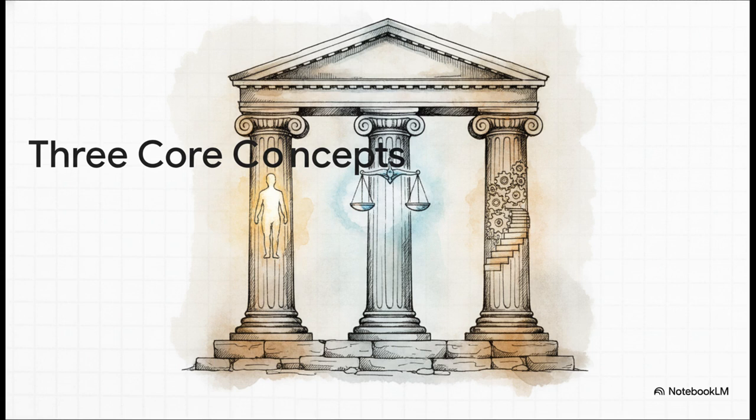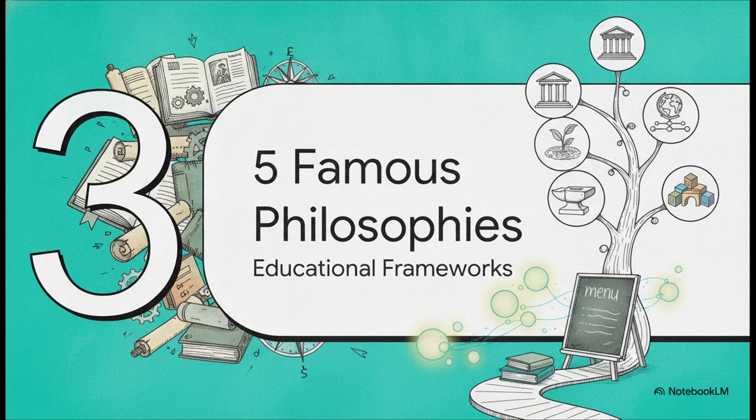First, who is the learner? Second, what is the ultimate truth and good? And third, what exact methods are needed to bring that learner closer to that truth? Your answers to these 3 pillars, that's the absolute core of your teaching identity. That brings us to Section 3, 5 famous educational philosophies.